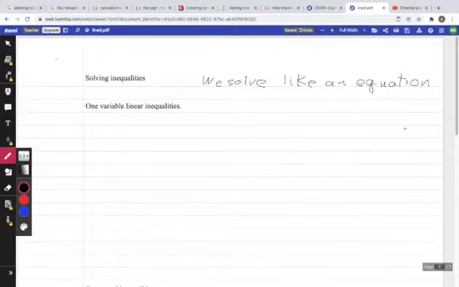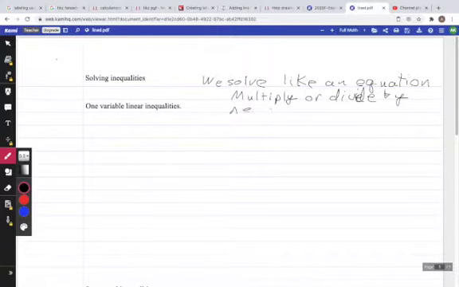The only difference comes in if you multiply or divide by -1. If we do that, we do have an extra rule that we have to follow. But let's look at an example.